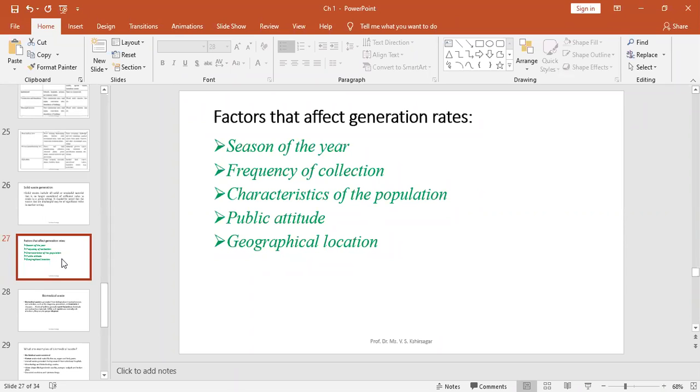Is that clear? So that's why we need to understand what are the factors responsible for the generation rates. So please copy this slide.